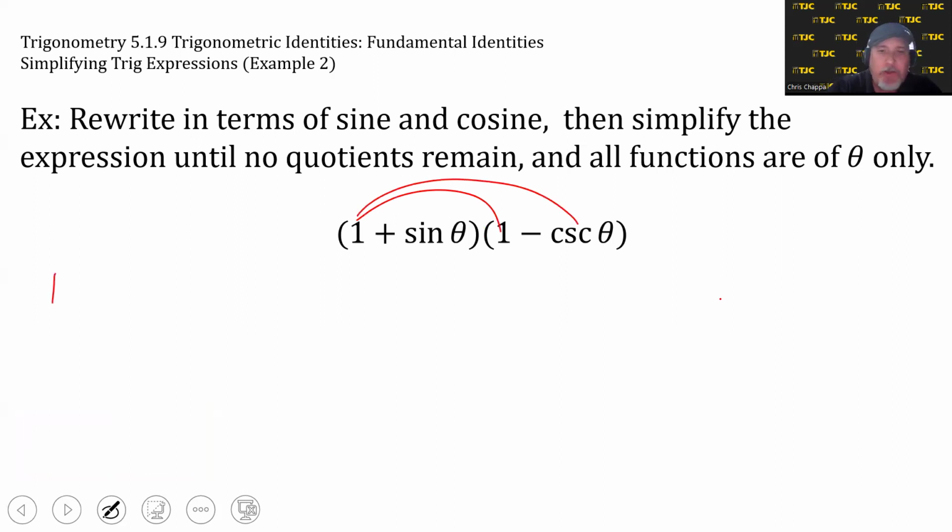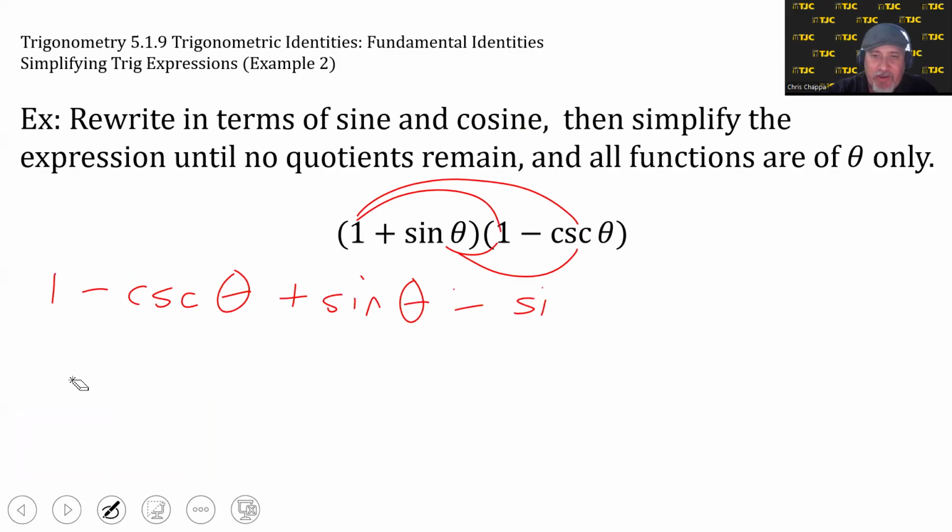1 times 1 is 1. 1 times negative cosecant theta is negative cosecant theta. And on the other half of the distribution, positive sine times 1 is positive sine. Then positive sine times negative cosecant is negative sine theta cosecant theta. At this point, there's really not much more algebra to do, but we can do some trigonometric moves.